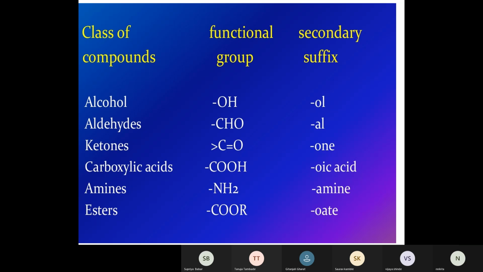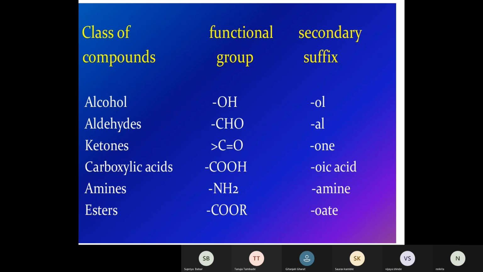If the class of compound is alcohols, alcohol compounds contain the functional group OH, which we call a hydroxy group. For alcohol, the functional group is OH, and for that we use the secondary suffix ol. Then aldehydes. For aldehydes, the functional group is CHO, and the secondary suffix is al.